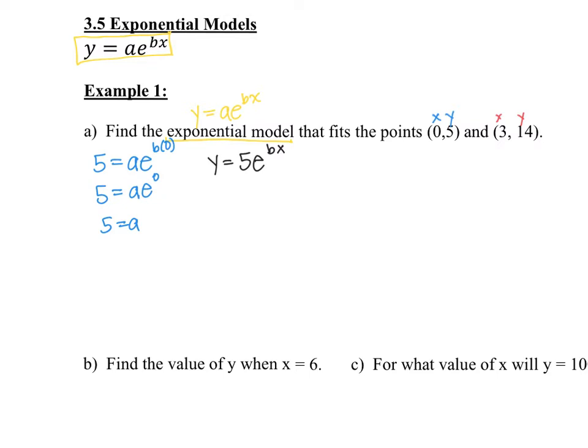So I'm going to use the point (3, 14) to solve for b. So let's see, y is 14, 5e to the b times 3, I'm going to say 3b. Okay, now I'm going to solve for b. I'm going to divide the 5 to the other side. And because the base is e, I'm going to use natural log to solve this.